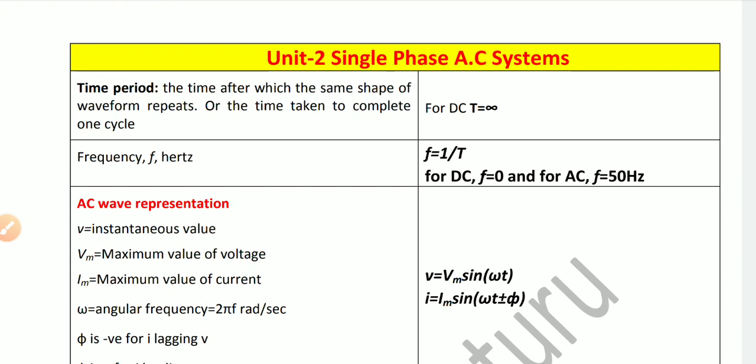Frequency is the number of cycles per second. It is represented with F and the unit is hertz. Therefore, the formula for frequency is the reciprocal of the time period, so F is equal to 1 by T. Since the time period for DC is infinity, the frequency of DC is 0. And for AC, the frequency is 50 Hz in India.